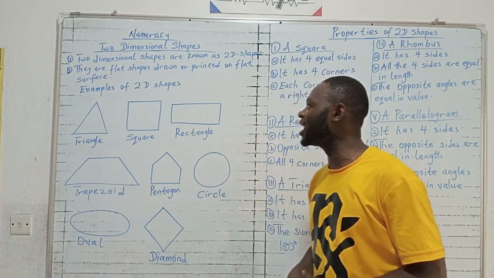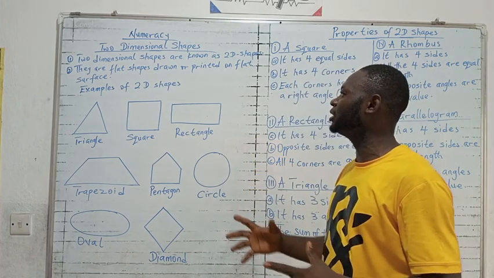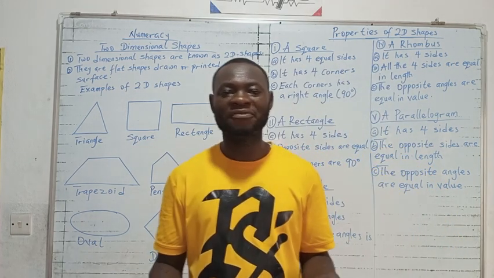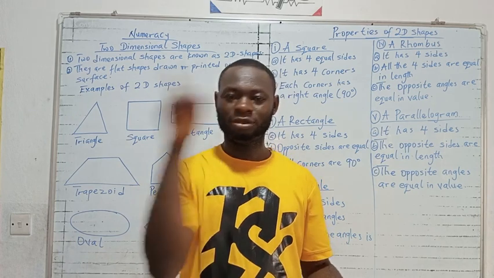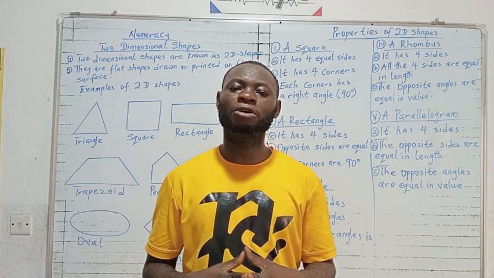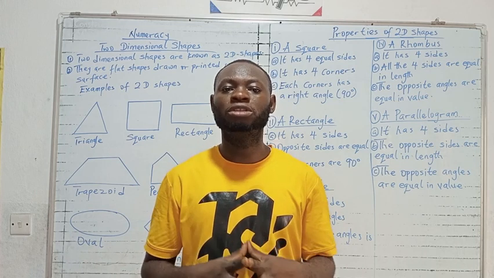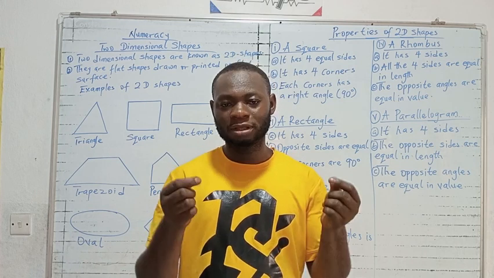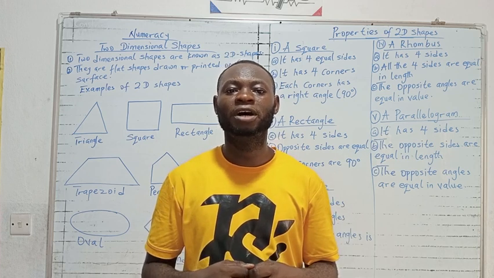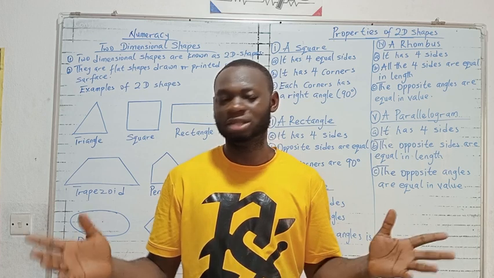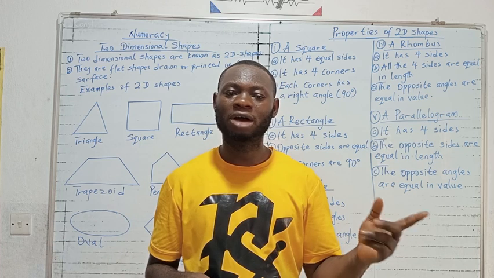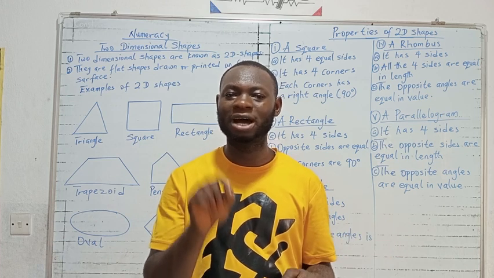And we said that they are flat shapes drawn or printed on a flat surface. So two-dimensional shapes are flat shapes drawn on a surface or printed on a surface. That's why they are called two-dimensional shapes. Two-dimensional shapes don't have depth. They can have length, they can have breadth or width, but they don't have depth.